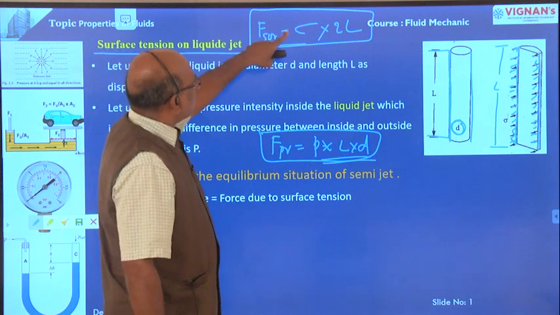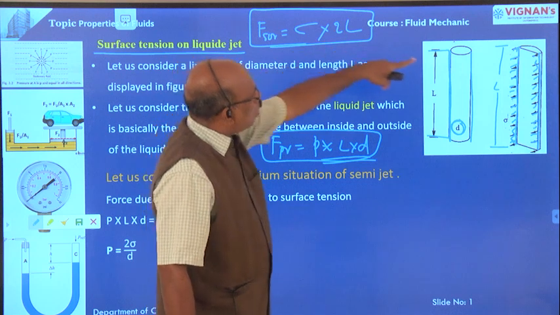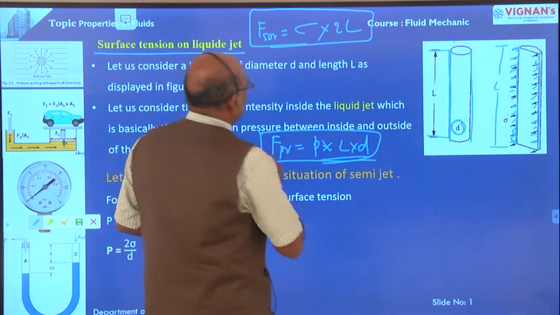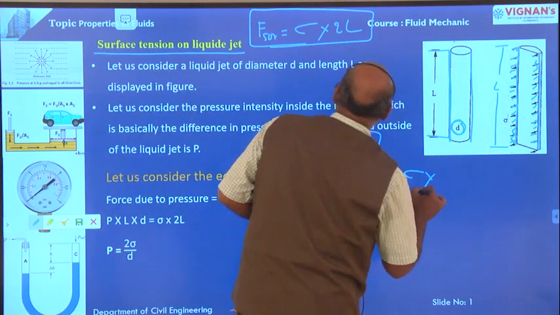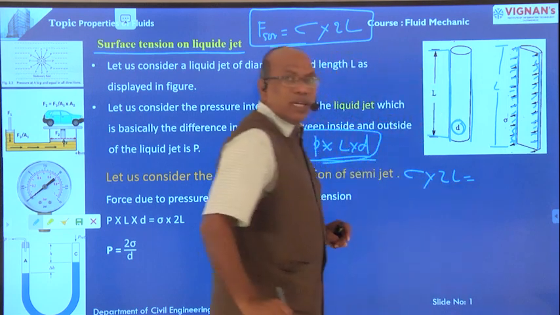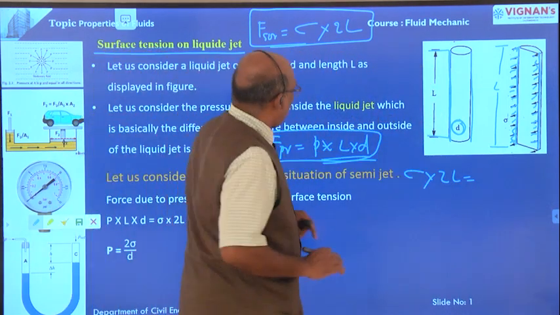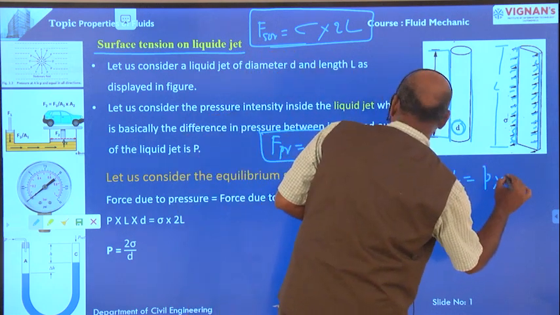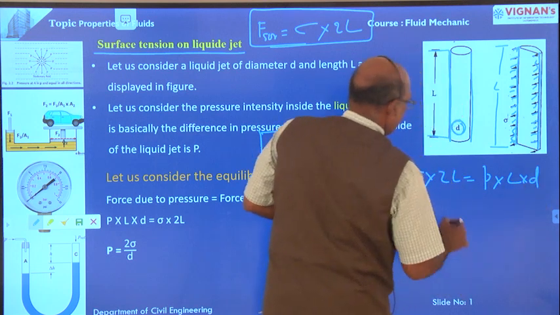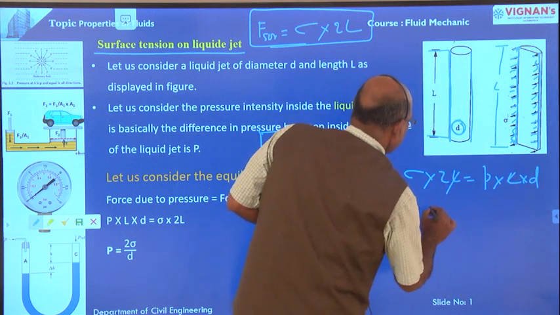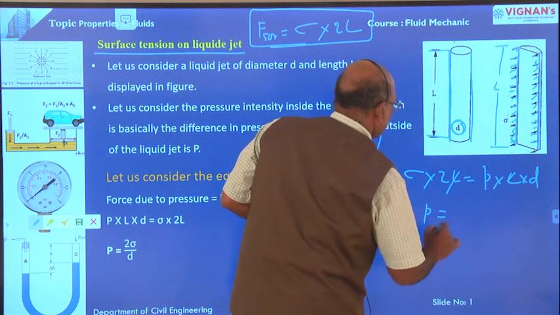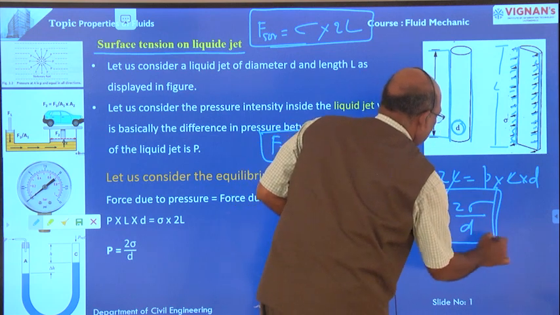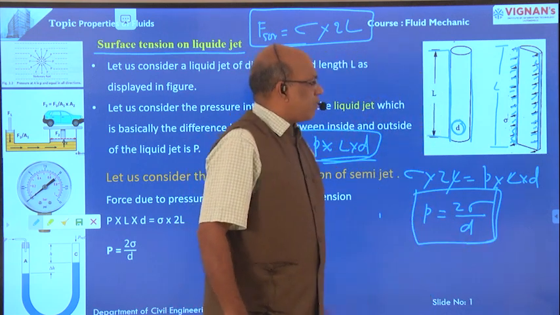Surface tension force is equal to sigma, surface tension, into 2 times length. Therefore, equating these two, we get the pressure intensity. Sigma into 2L, that is the surface tension force, is equal to pressure intensity P into L into D. Now, L gets cancelled, therefore pressure intensity P is equal to 2 sigma divided by D. This is the pressure intensity in case of liquid jet. P is equal to 2 sigma divided by D.